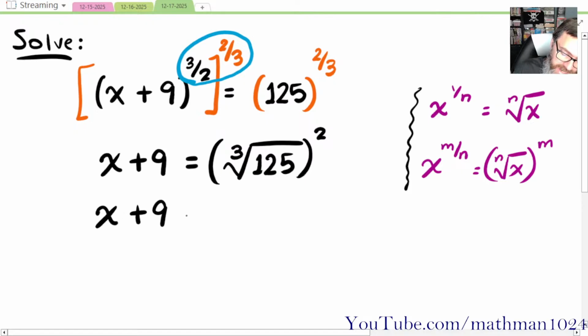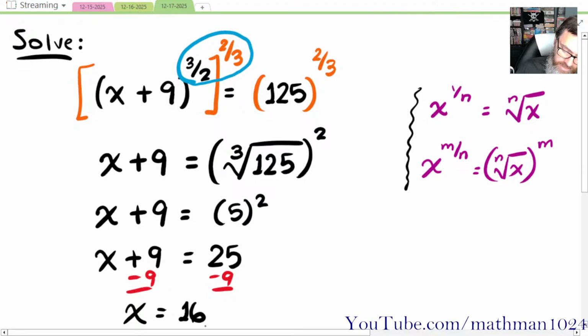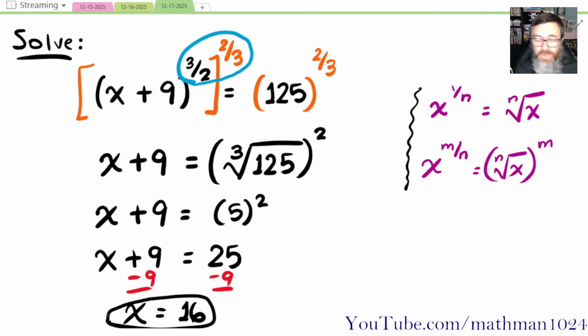So x plus 9 equals the cube root of 125, which is 5. And then, of course, 5 squared is 25. You can't get much easier than this. x plus 9 equals 25. Subtract 9, and we have that x equals 16. And that's it. There's nothing else for you to do there.